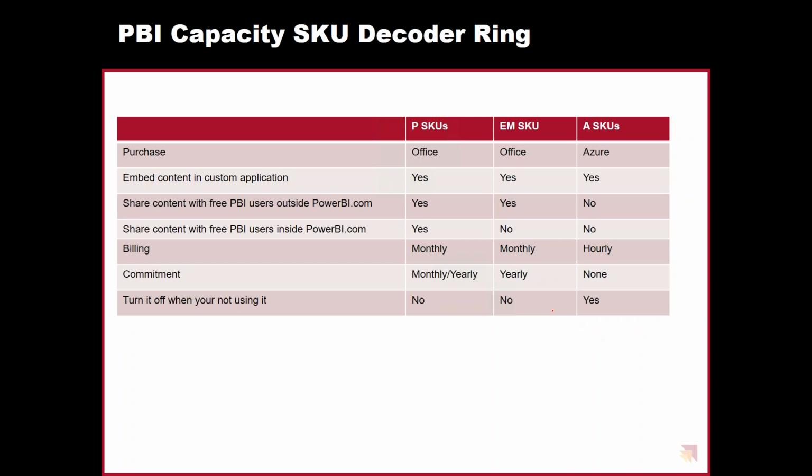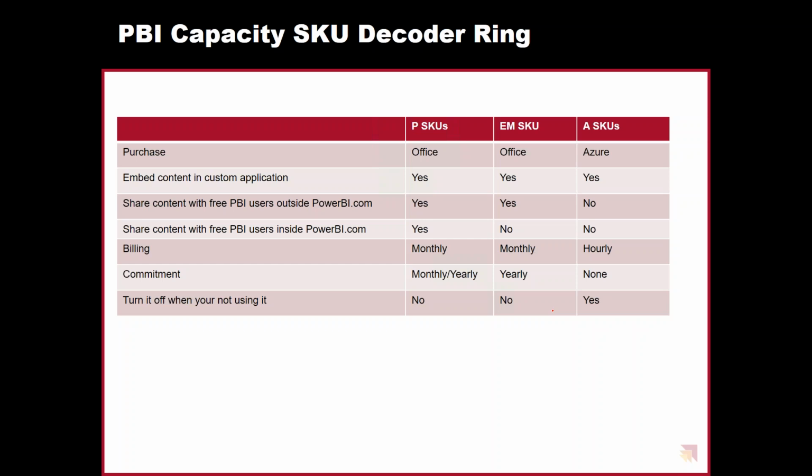Okay, can you embed content in custom applications? You can do that with all SKUs. So once again, there's really nothing you can do with an A SKU that you couldn't do with a P or EM SKU as far as reaching users go. However, the A SKU allows you to stop and start and do that programmatically. So there definitely are things that you can do. But as far as reaching users, if I wanted to reach unknown users and I have a P SKU, there's no reason to get any other SKU.